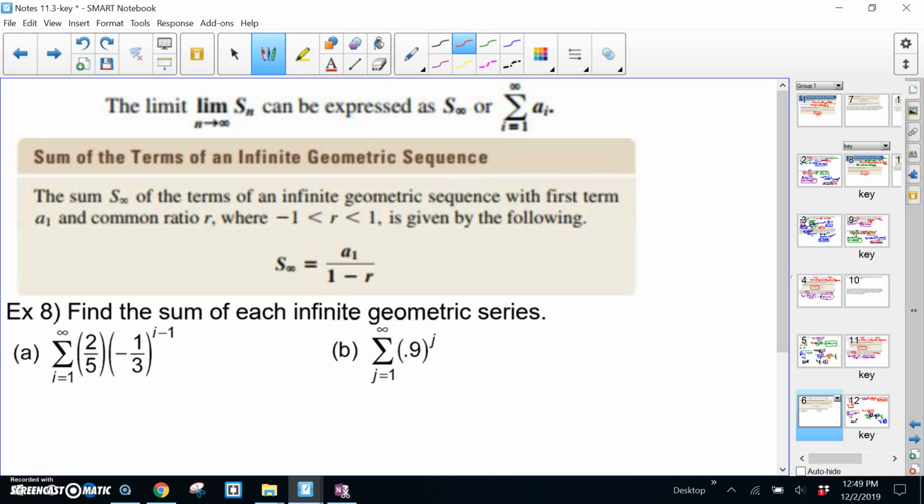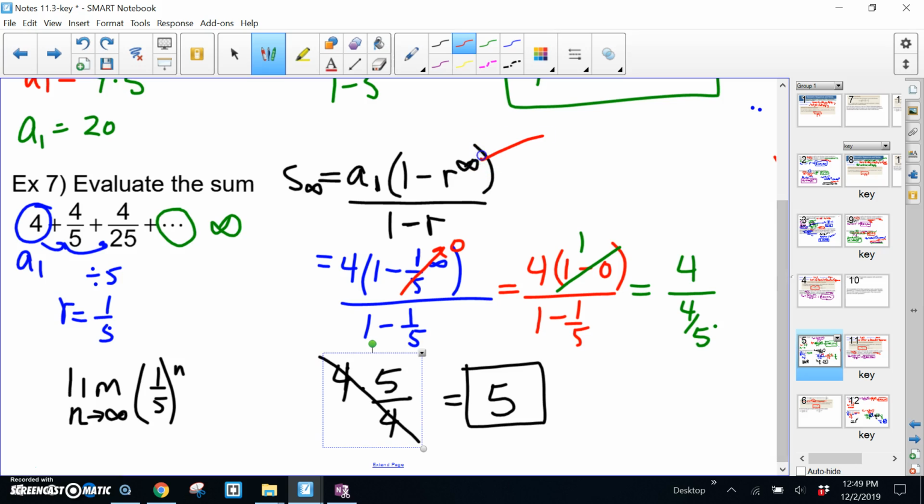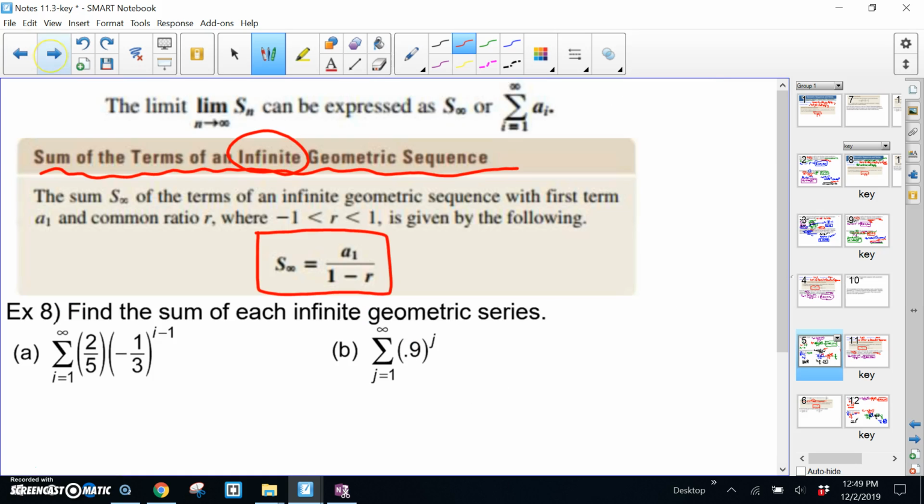We are talking about adding the terms of an infinite geometric sequence, and we've got a formula for that. It turns out that it's basically like the one we just did. If n is infinity, then this part just fell out of the problem. And so if we're talking about an infinite sequence, we've got this simplified looking formula.